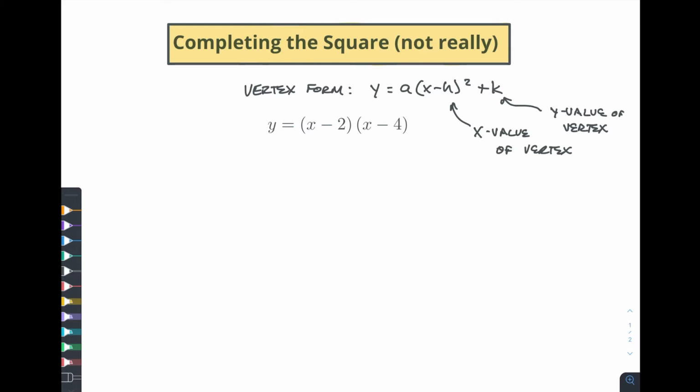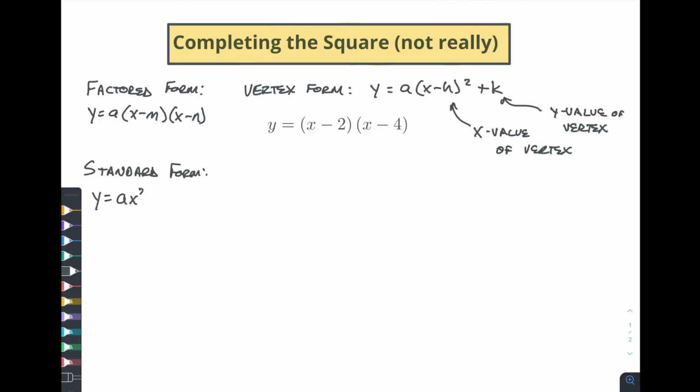We also had two other forms that we have talked about in the past. We have what's called the factored form, and the factored form simply says y equals a times x minus m times x minus n. This would be our factored form. And we also have what's called our standard form. And our standard form says y equals ax squared plus bx plus c.